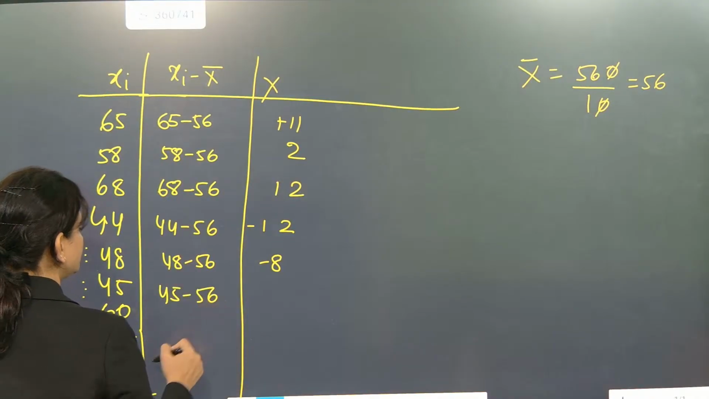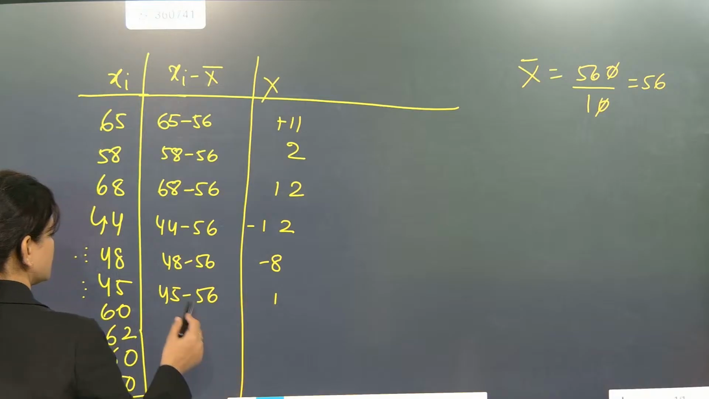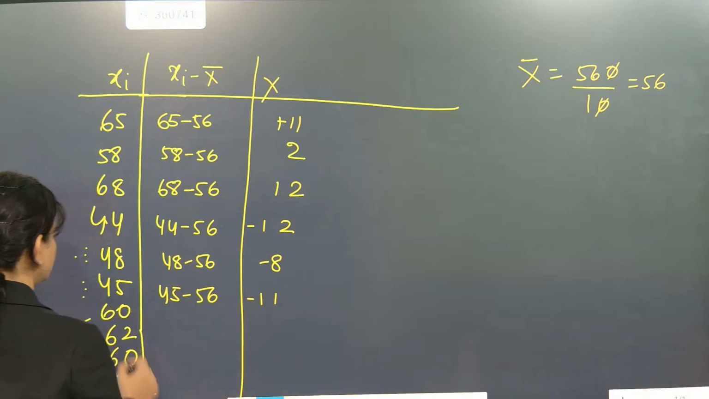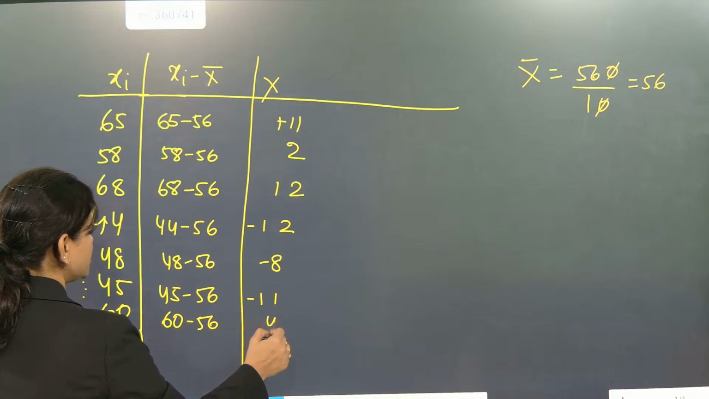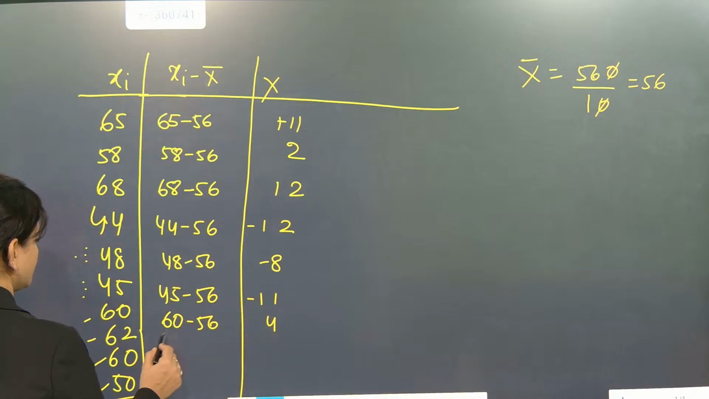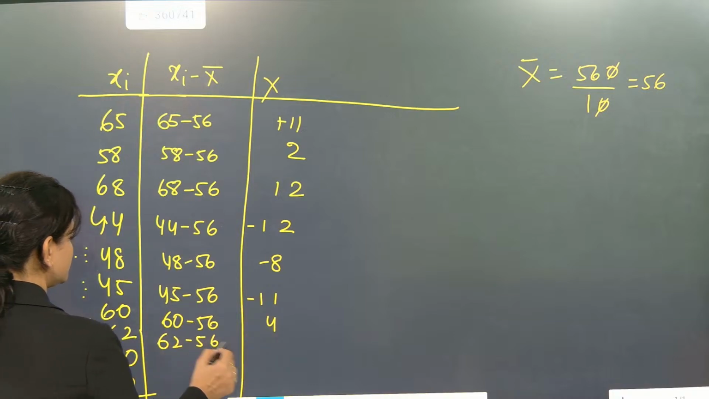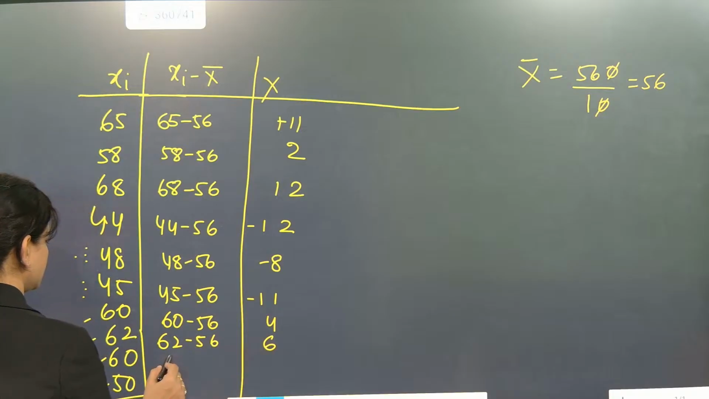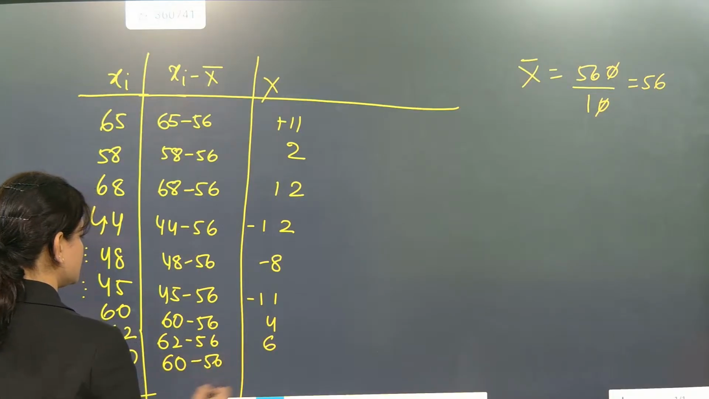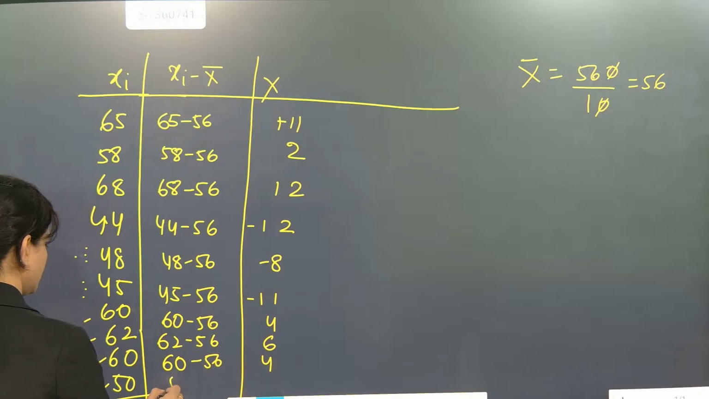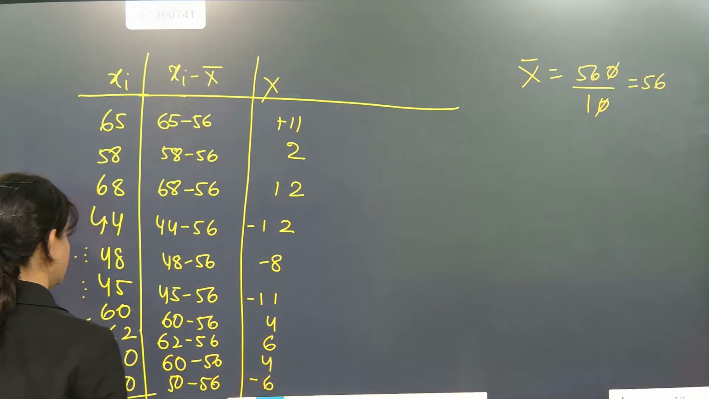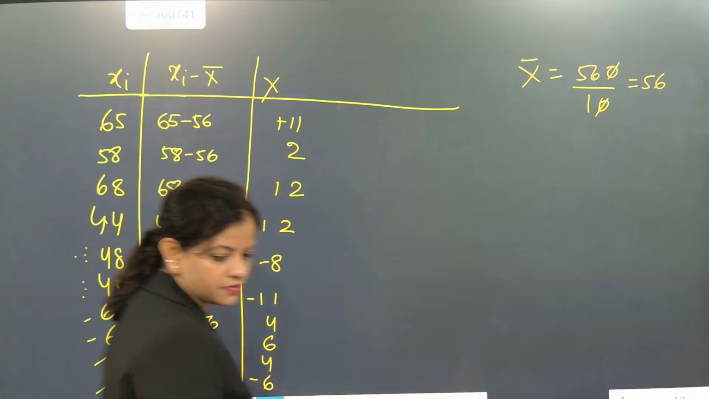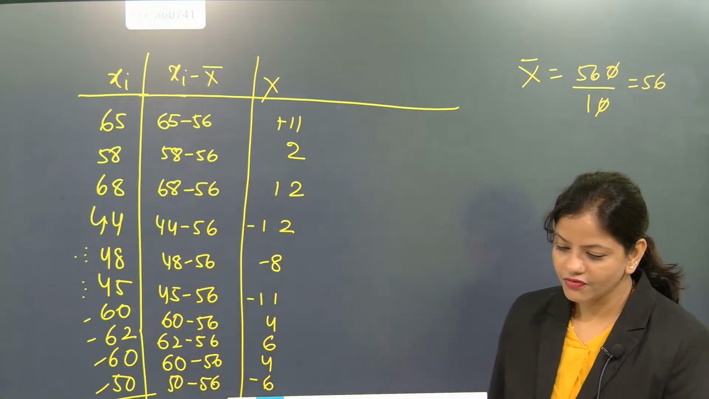45 minus 56 is minus 11. 60 minus 56, one time check it. 62 minus 56 is 6. 60 is 2 times, 60 minus 56 is 4. 50 minus 56 is minus 6. Values, the mean is 56.